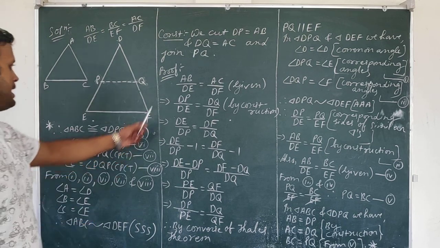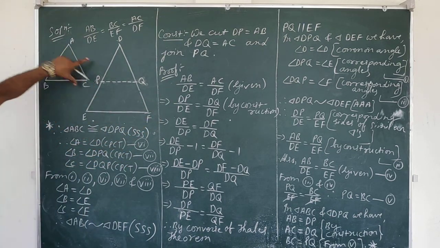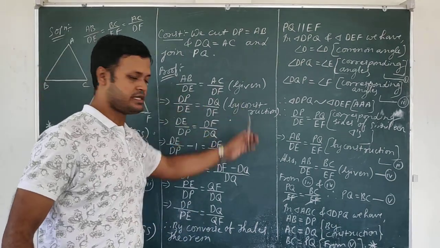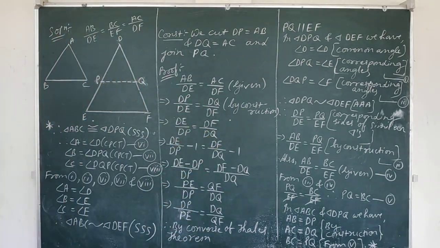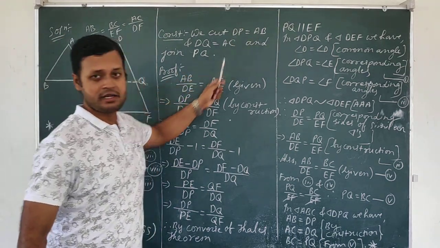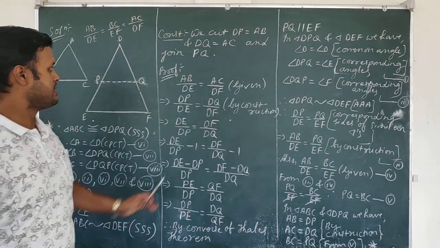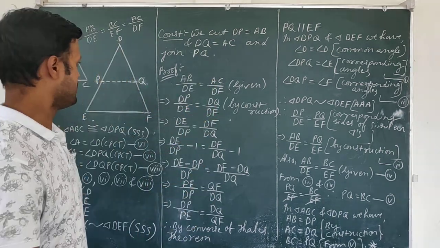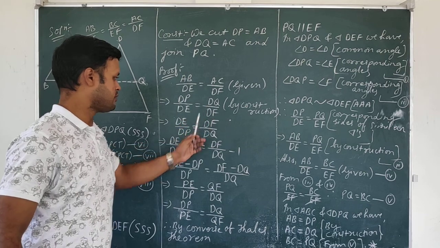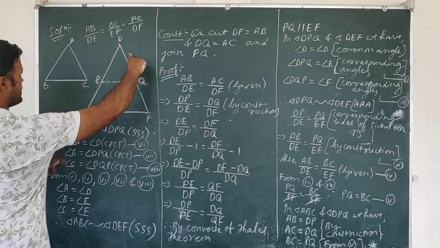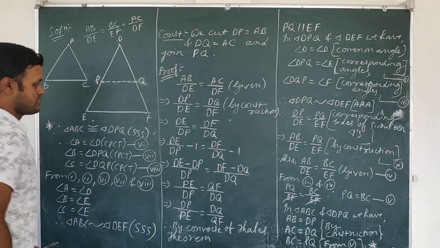First, AB by DE is equal to AC by DF, that is given to us. Now students, in place of AB, can I write DP? So in place of AB I am writing DP. In place of AC, can I write DQ? Yes, in place of AC I am writing DQ. Now DP by DE is equal to DQ by DF.